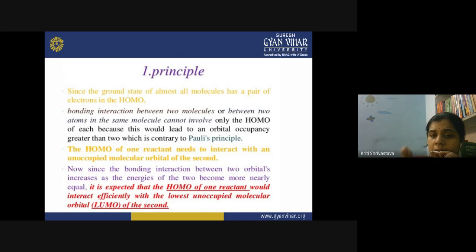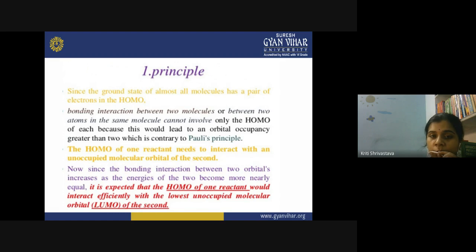So what happens when the bonding interaction takes place? When two molecules are coming together, molecules are formed by atoms, and atoms have their atomic orbitals. These atomic orbitals have already overlapped and formed molecular orbitals. So when two molecules approach each other, they don't have atomic orbitals, rather they have molecular orbitals. Which molecular orbital will react with the other molecule's orbital? According to Pauli's exclusion principle, the HOMO of one molecule cannot react with the HOMO of another molecule. Why is it so?